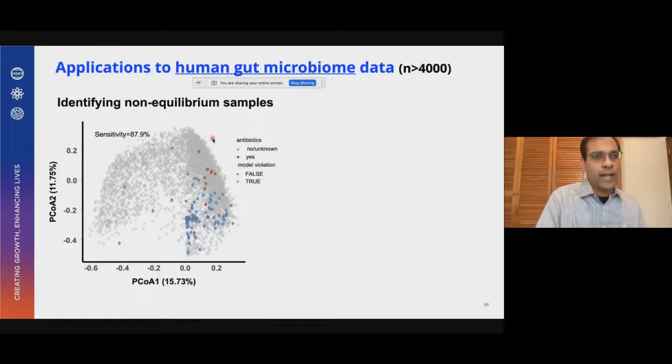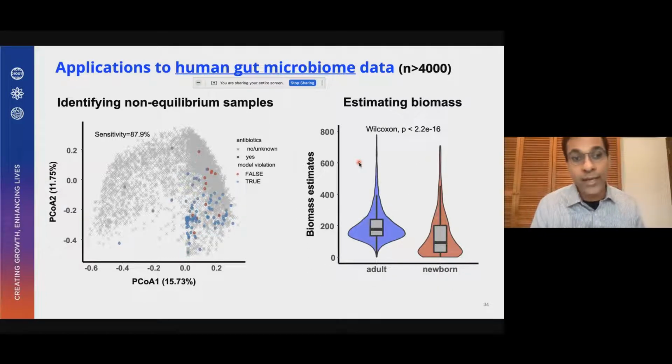In terms of further validation, we looked at some other aspects, how well our approach captures data types which are not from the model. So, for example, if you're taking antibiotics, that's clearly not, those microbiomes are clearly being perturbed. They're not at equilibrium. And so we have about 88% sensitivity to pick those samples up in real human gut microbiome data.